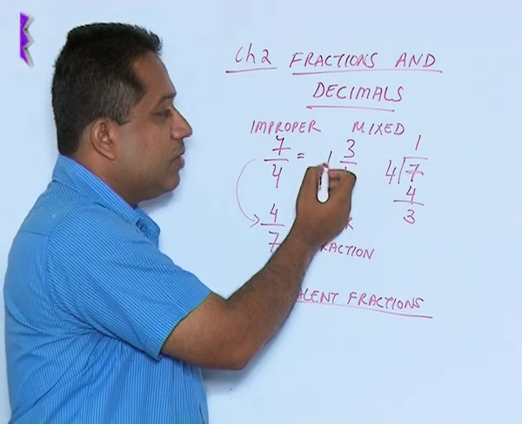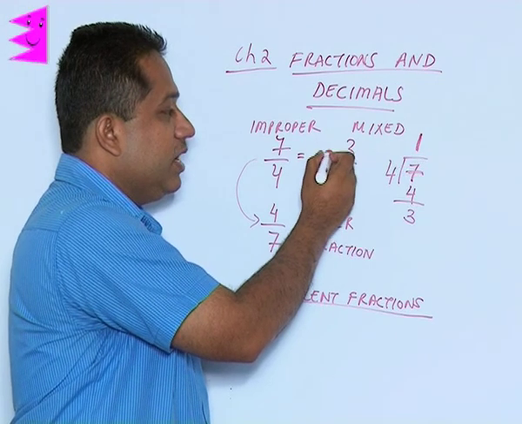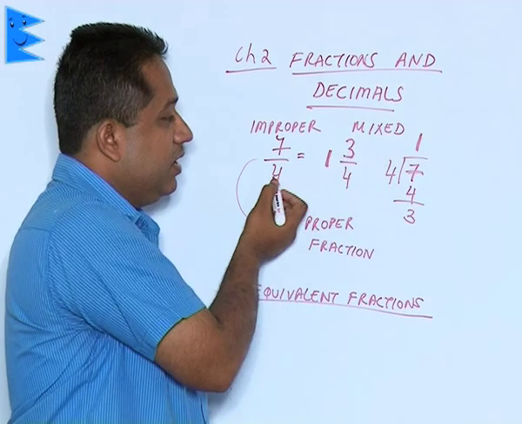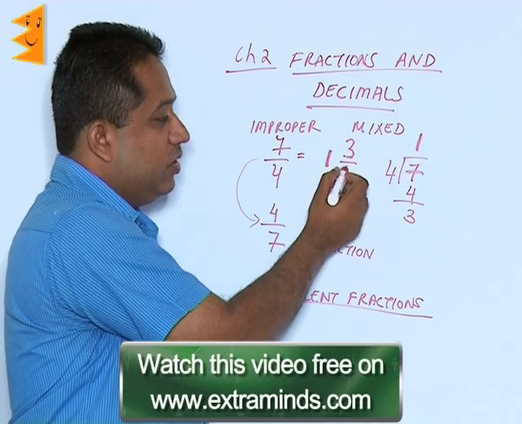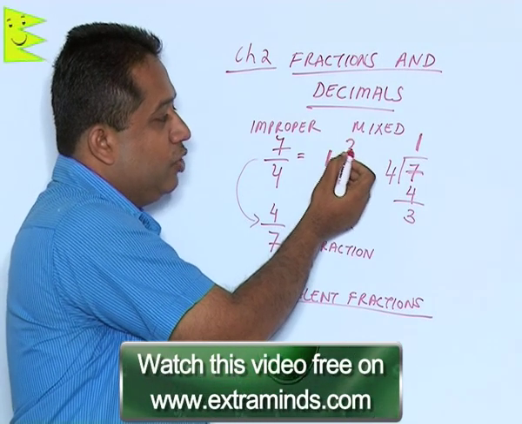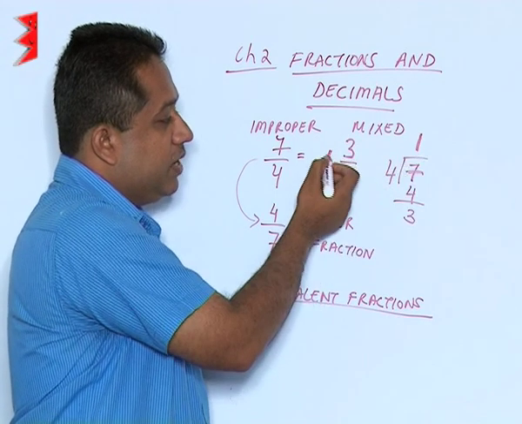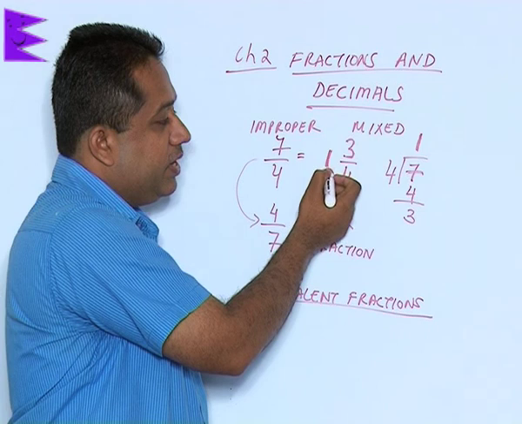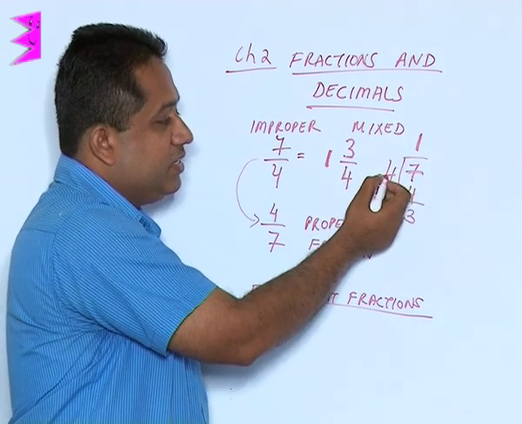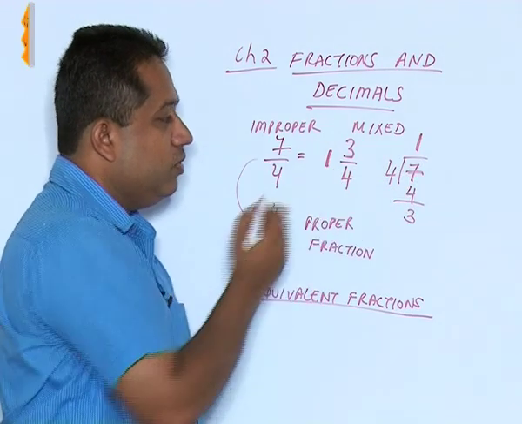Where did this 1 come from? The 1 is actually the quotient. The quotient here is 1. So, I am putting 1 here. The remainder is 3. So, that comes out here. And here the divisor is 4. So, divisor is as it is. So, the remainder is becoming the numerator here, and the quotient is occupying the whole number position here, and the denominator of the fraction remains as it is, or we can say the divisor has become the denominator. So, this is how we convert the improper fraction into a mixed fraction.